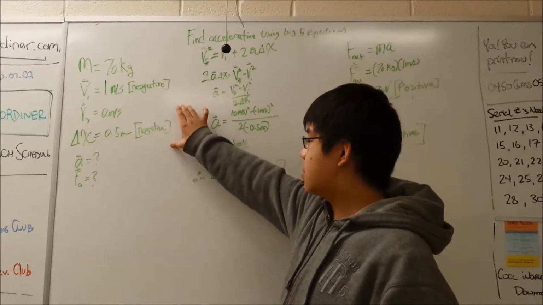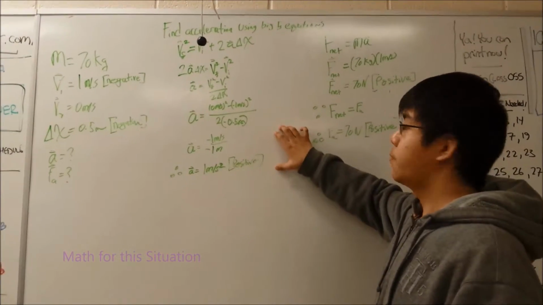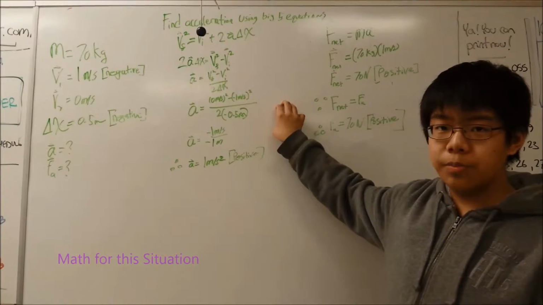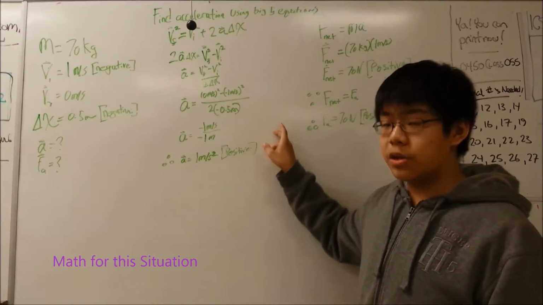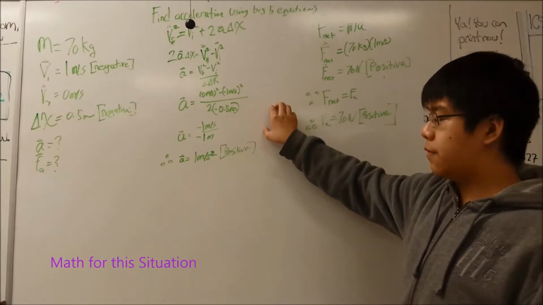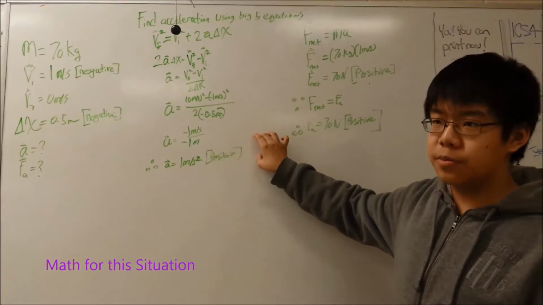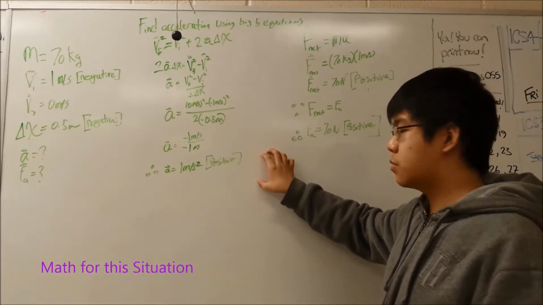With the given mass, the initial and final velocity, and the displacement, we can use one of the big five equations to find the acceleration. The equation we decided to use was the final velocity squared equals the initial velocity squared plus 2 multiplied by the acceleration and the displacement. So after rearranging the equation, we get the acceleration equals the final velocity squared subtracted by the initial velocity squared divided by 2 multiplied by the displacement. So after plugging in the numbers, we find that the acceleration is 1 meter per second squared in a positive direction.